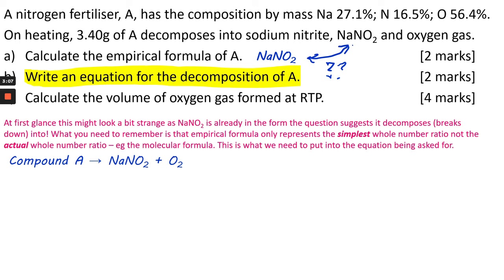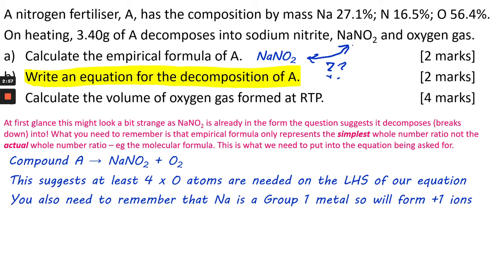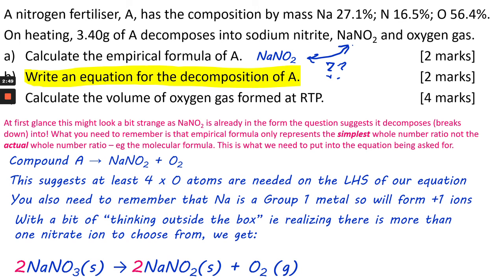Compound A breaks down into NaNO2 and O2. This means we need at least 4 oxygen atoms on the left-hand side of our equation, because there's 4 obviously in the products. You need to remember that sodium is a group 1 metal, so it'll form +1 ions, and therefore you need to think about what ion goes with the sodium in compound A.